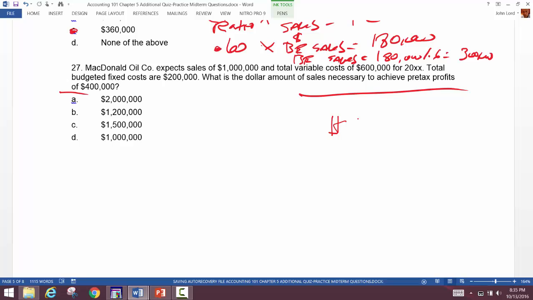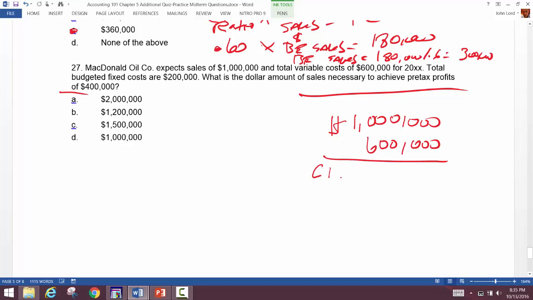Okay, so what happens? We have what? $1 million is my sales. My variable cost is how much? 600,000. That means I have a contribution margin of 400,000. I divide that by my sales of 1 million. That gives me a contribution margin ratio of what? 40%. I set that problem up.